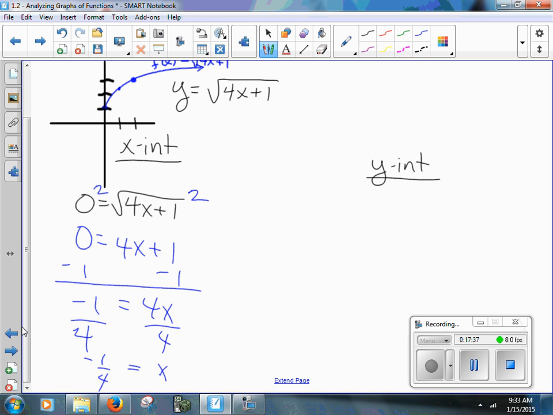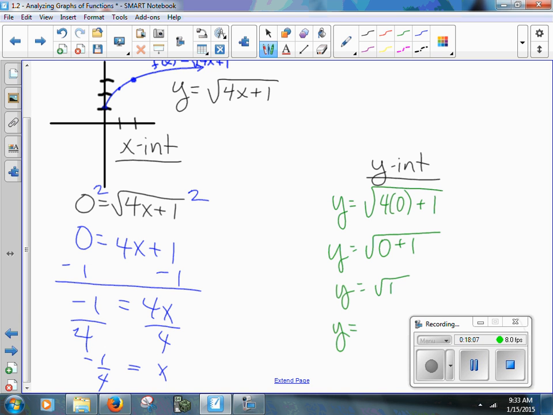Let's go over here to the y-intercept. How many of you had negative 1/4? Did anybody? Oh, several of you. Good. Okay. Now what? How do I find the y-intercept? 0 in for x. So we got y is equal to the square root of 4 times 0 plus 1, right? Y is equal to the square root of 0 plus 1. Y is equal to the square root of 1. What's the square root of 1?